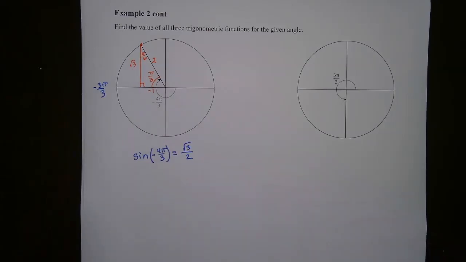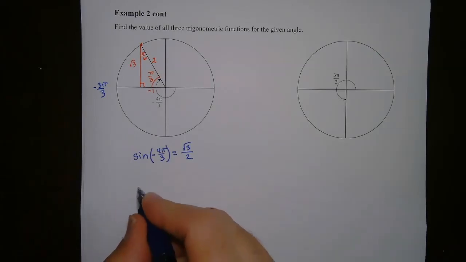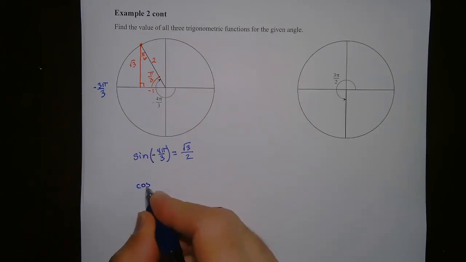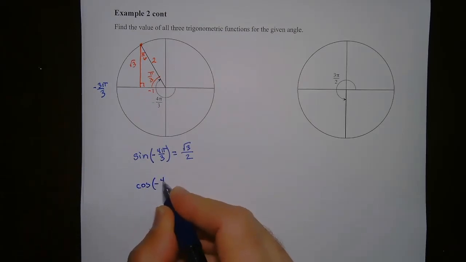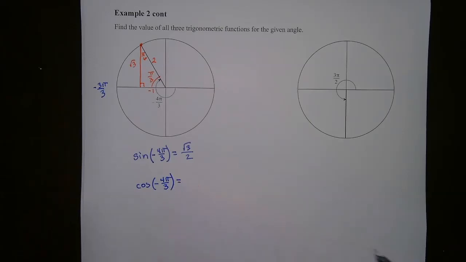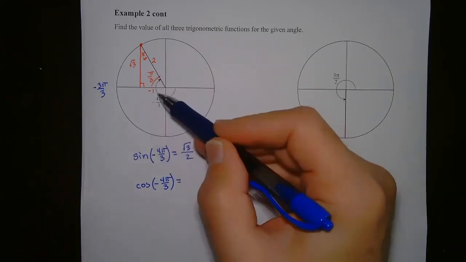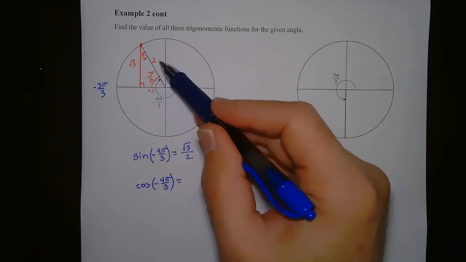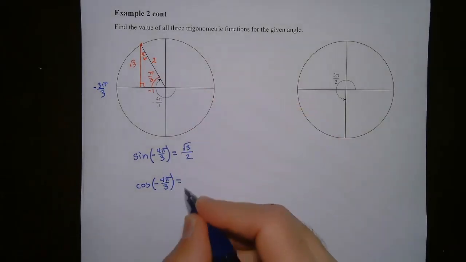And that's the final answer, okay? That's the correct answer, and it's the best answer, okay? Cosine of angle negative 4 pi over 3 is equivalent to the adjacent over our hypotenuse, so our x over our r, so this would be negative 1 over 2.